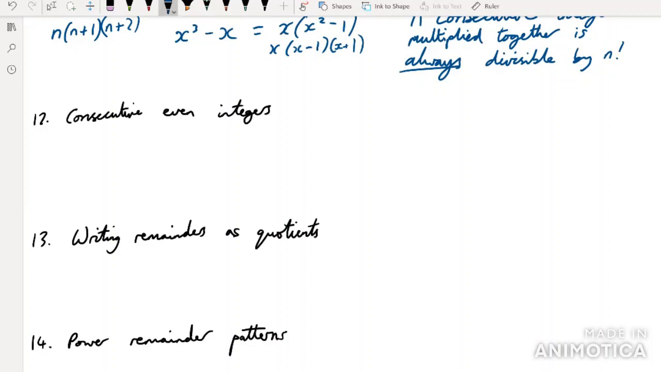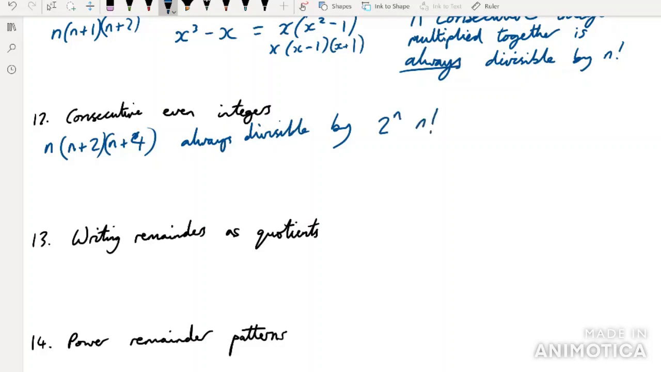Consecutive even integers, so, you know, n plus 2, n plus 4, is always divisible by 2 to the n factorial. Now that's actually quite a powerful result. So 3 consecutive integers must be divisible by 3 factorial, and 3 consecutive even integers must be divisible by 2 to the 3 times 3 factorial. In other words, divisible by 8 times 6, so 48, which is maybe not so obvious, but obviously very helpful to know, because if it's divisible by 48, what else can we say it's divisible by? Well, any factor of 48 as well.